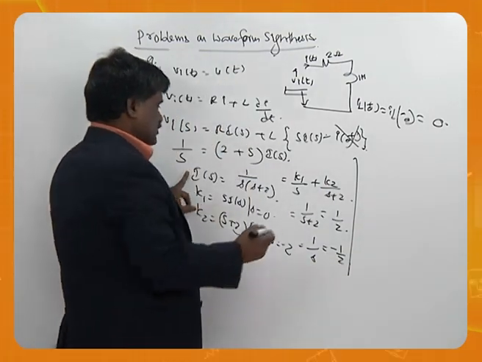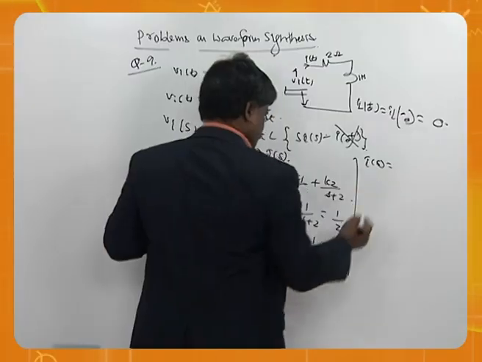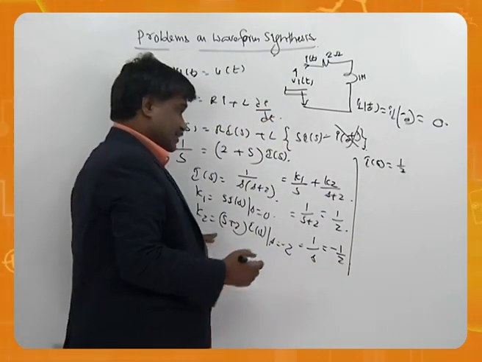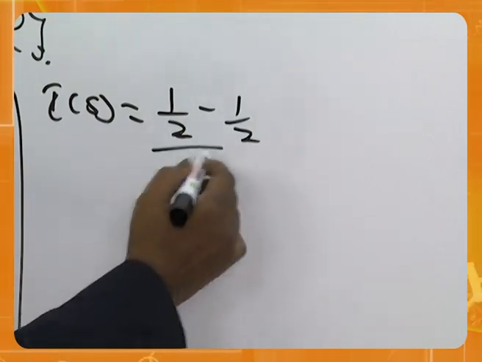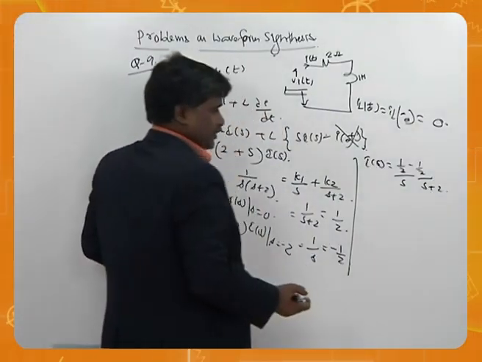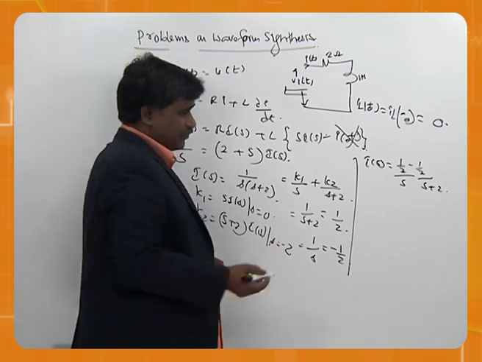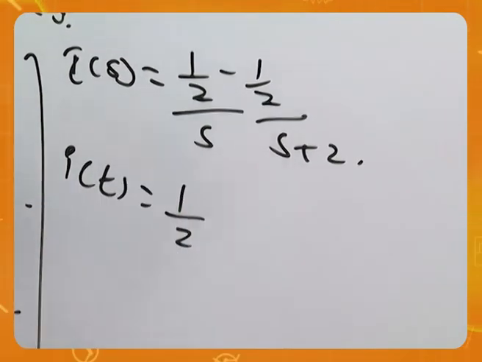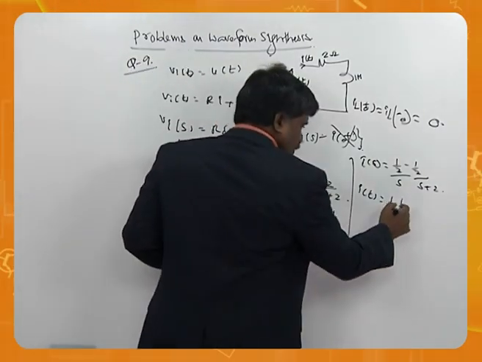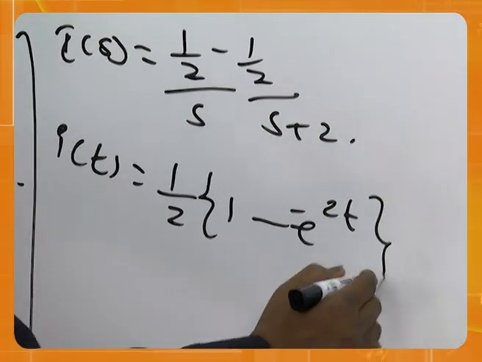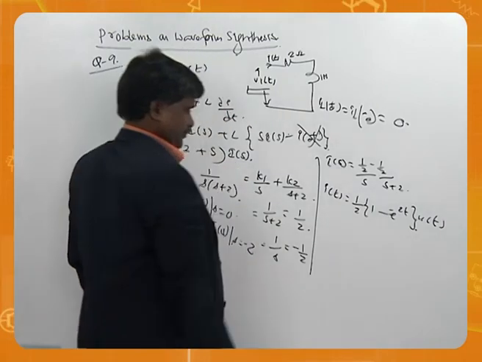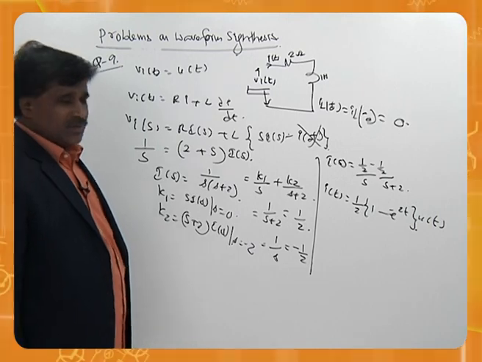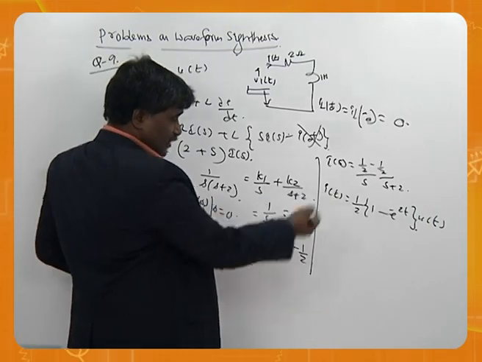So, when you say I of s here, it is half by s minus half by s plus 2. Then the whole option is going to be I of t. If I take the inverse transform, it is 1 by 2 into 1 minus e power minus 2t into u of t. Good. Look at the options. Now you can understand which one I have to take. Answers are very simple according to my equation.